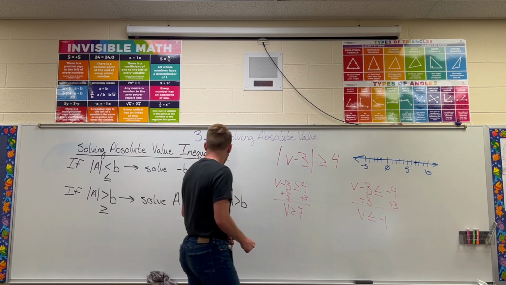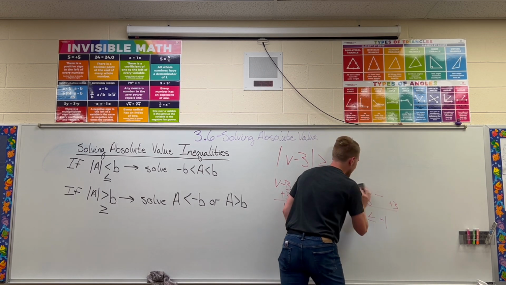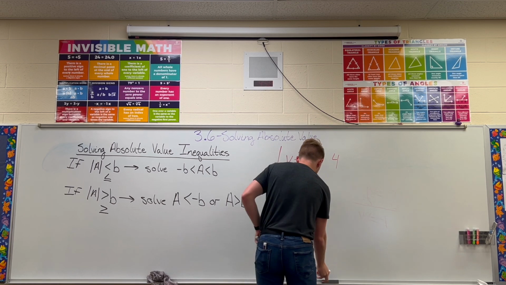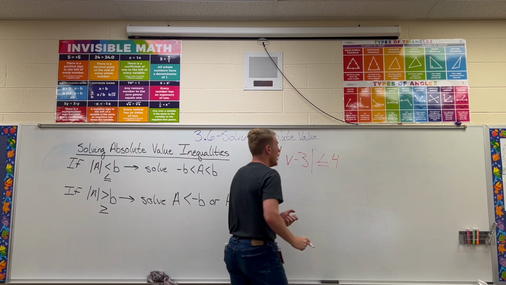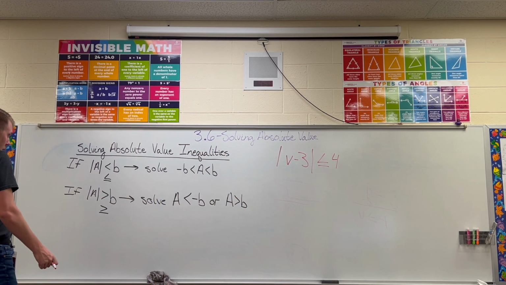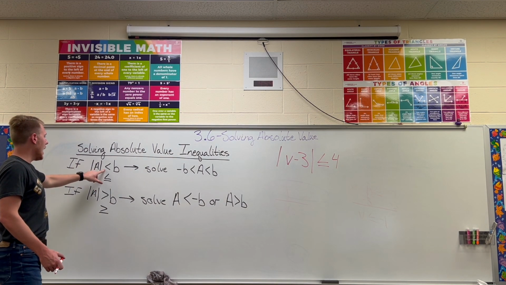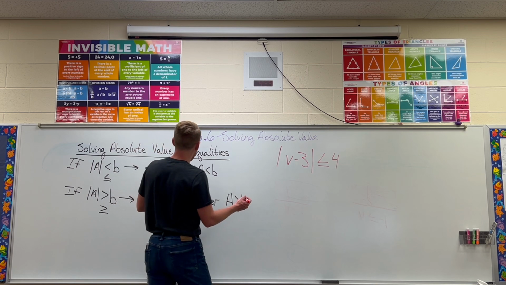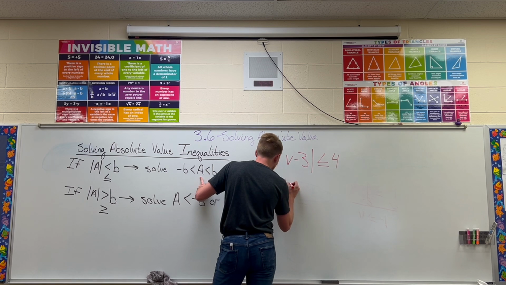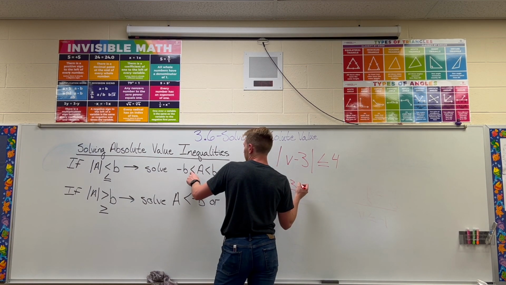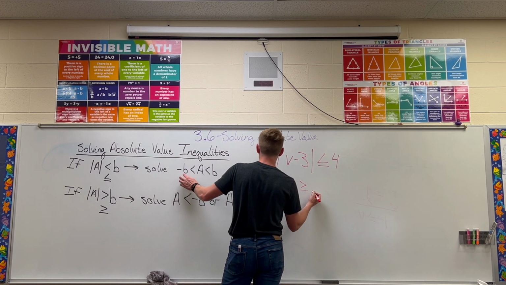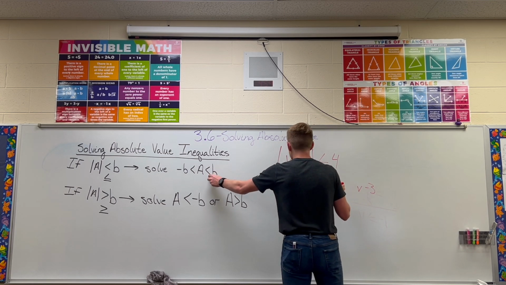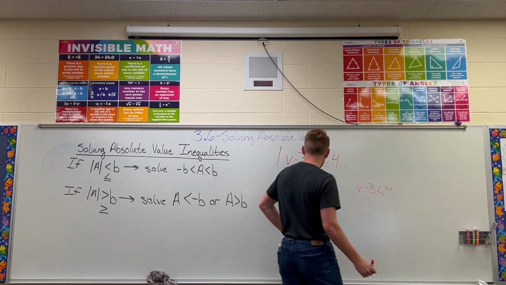But here's the difference. If I flipped this sign, now things change. Okay? Now |a| ≤ b, so I have to solve it like this. I would drop the absolute value bars: v minus 3 is greater than or equal to negative b, and v minus 3 is less than positive 4. So let's solve.